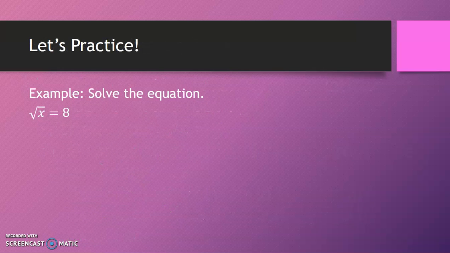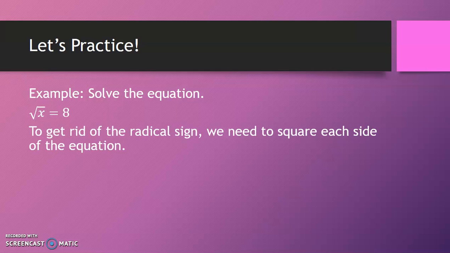Let's look at an example. For this first one, we have the square root of x equals 8. To get rid of that radical sign, in this case the square root sign, we're going to square each side of the equation because that will get rid of that square root sign. So it looks like this.